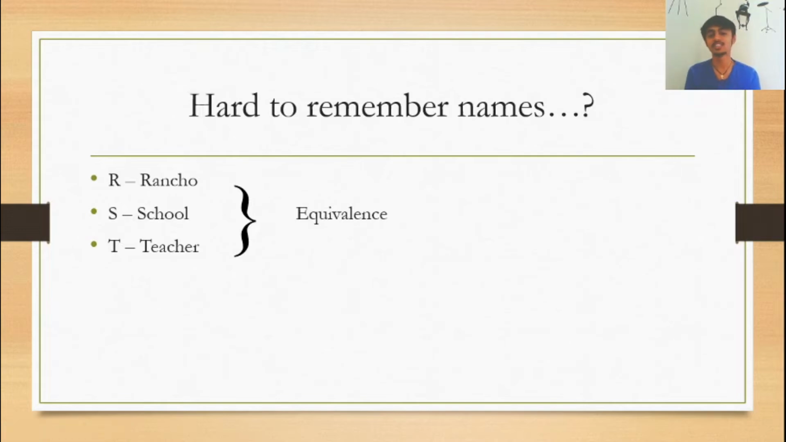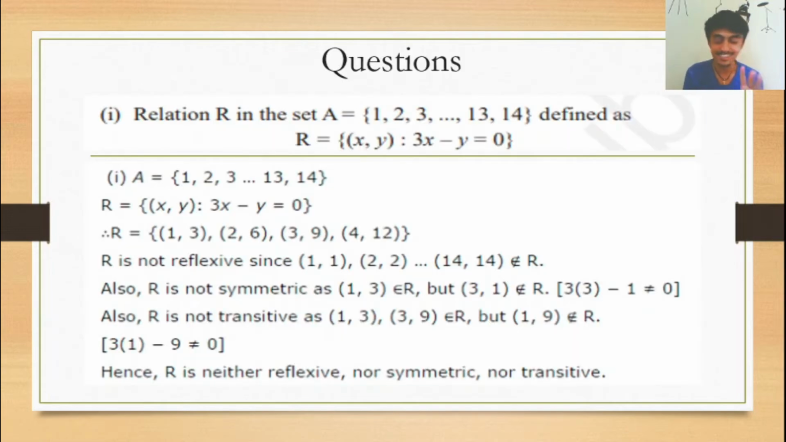Now the most interesting part, questions. Okay, so this is an easy question here which we can solve. Let set A represent {1, 2, 3, ... up to 14}. Okay, and set R be defined as {(x, y) such that 3x minus y equals 0}. So now this is in set builder form. 11th में कुछ तो पढ़ा है ना या कुछ नहीं? Okay, so मैं बता देता हूँ, फिर भी कुछ लोगों ने नहीं पढ़ा होगा.